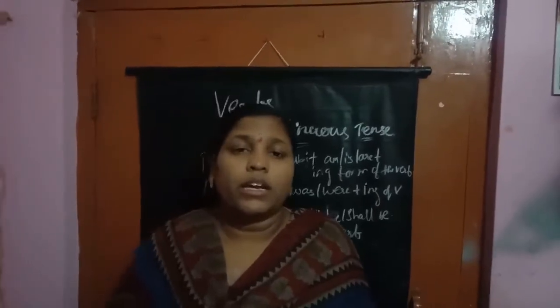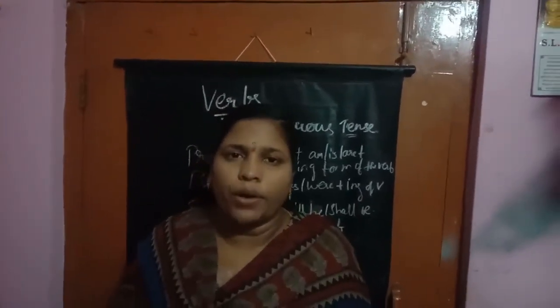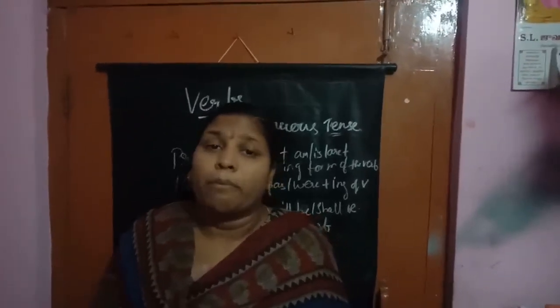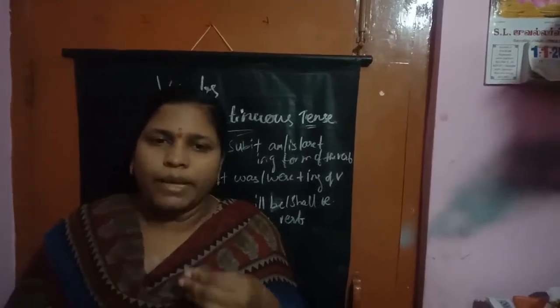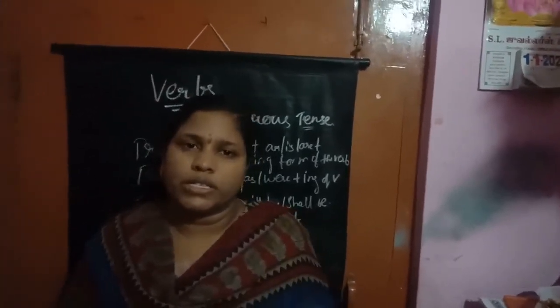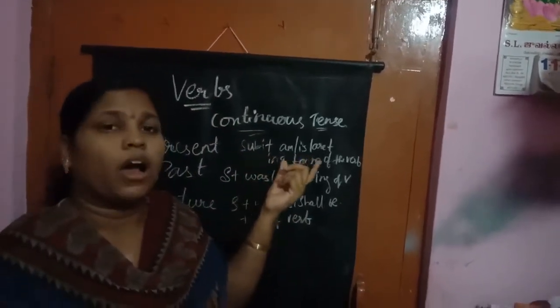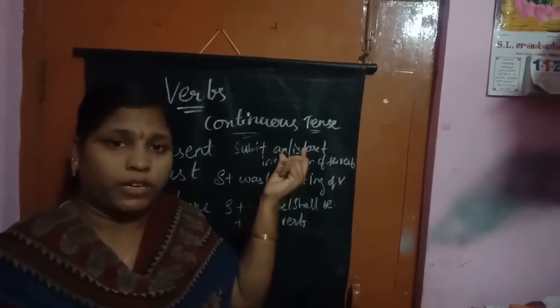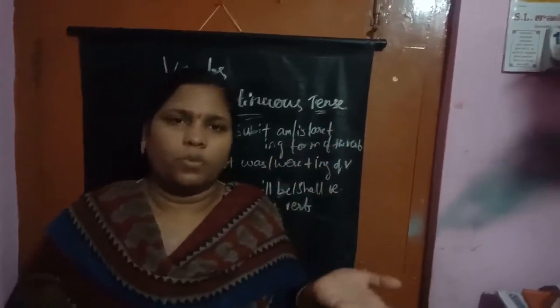Yes, children. Here, at that time, what am I doing? At this time, what are we doing? That is called present continuous tense. I am teaching now. I am explaining the lesson. This is the present continuous tense. See here, subject plus am, is, are, these are the helping verbs, plus ing form of the verb plus object.